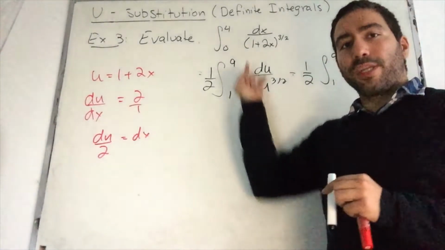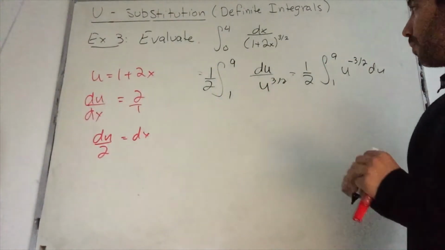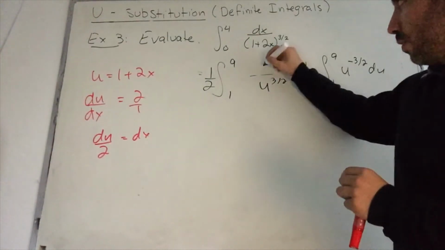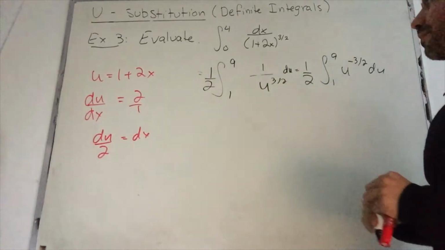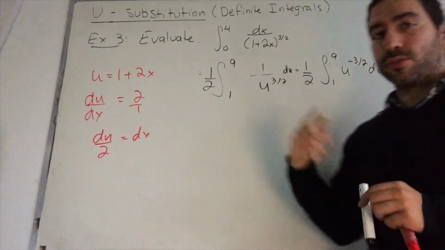It's downstairs, we're bringing it upstairs, we switch the sign of the exponent. Okay, so if you don't believe me, do it this way. Think of this as 1 over u to the 3 halves, and then du next to it. Okay, so this is equivalent to this, and now here we could just simply use power rule.